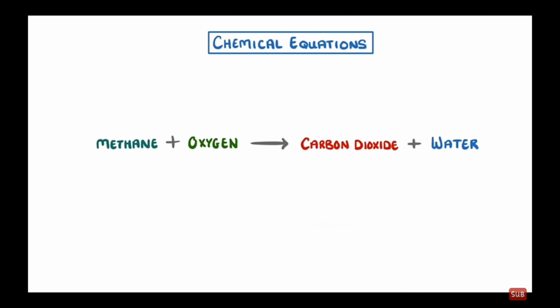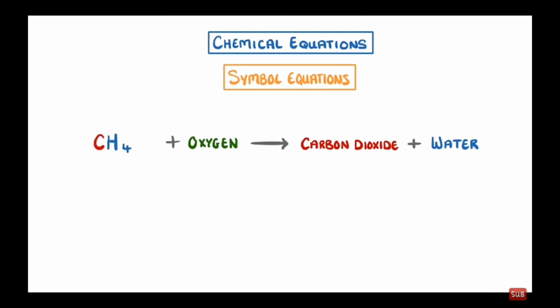More often though, instead of writing these word equations, we write symbol equations, using the chemical symbols of each molecule involved. So we would have CH4, which is methane, plus O2, going to form CO2 plus H2O.